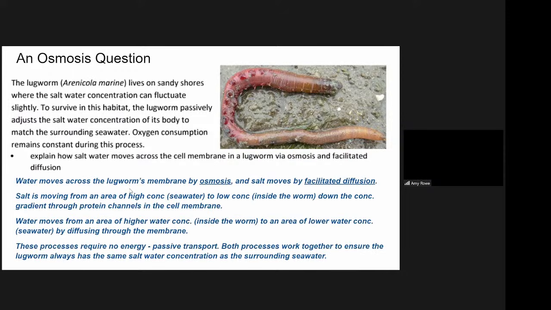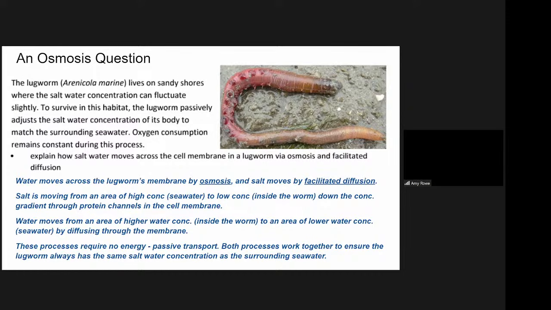So we know that water moves across the lugworm's membranes by osmosis, and the salt in the seawater will move by facilitated diffusion. Our salt is moving from an area of high concentration in the seawater to an area of low concentration inside the worm. So it is moving down the concentration gradient, through protein channels in the cell membrane. This is because the salt is not able to pass directly through the cell membrane because of its solubility in water, so it needs to go through a protein channel.